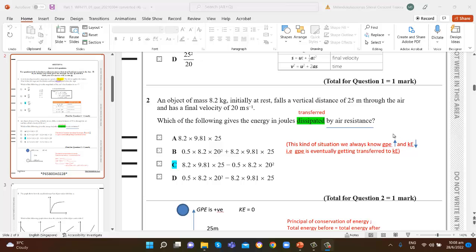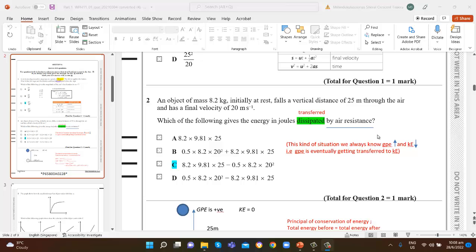GPE, what is GPE transferred? Transferred means GPE minus KE. So what is GPE? mgh. What is m? 8.2 kilogram. g is 9.81, into 25. You have to minus KE because they are asking dissipated. Why is it dissipated? Because of the air resistance.